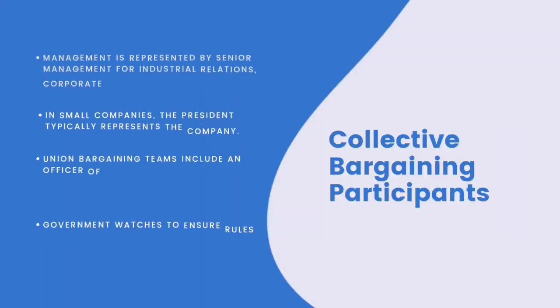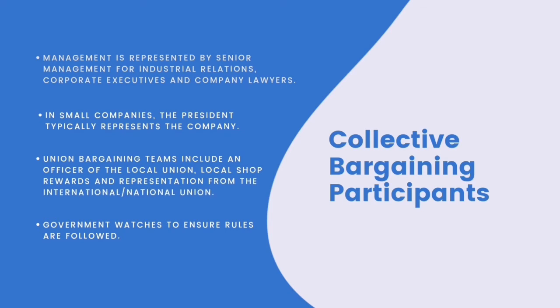Collective bargaining participants. Management is represented by senior management for industrial relations, corporate executives, and company lawyers. In small companies, the president typically represents the company. Union bargaining teams include an officer of the local union, local shop stewards, and representation from the international or national union. Government watches to ensure rules are followed.